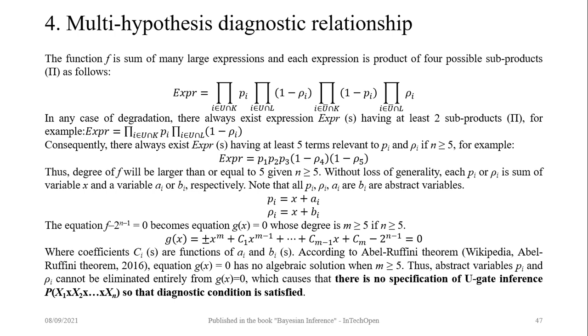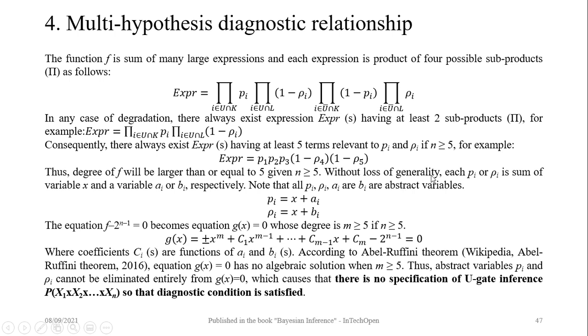The next Bayesian hypothesis does not hold the relationship. The function F is a sum of many large expressions, and its expression is a product of four possible subproducts. In any case of degradation, there is always an expression having at least two subproducts. For example, here. Consequently, there is always an expression having at least five terms relating to PI and PI if N is larger than or equal to 5, for example, here. Thus, the degree of F will be larger than or equal to 5, even with N larger than or equal to 5, without loss of generality.